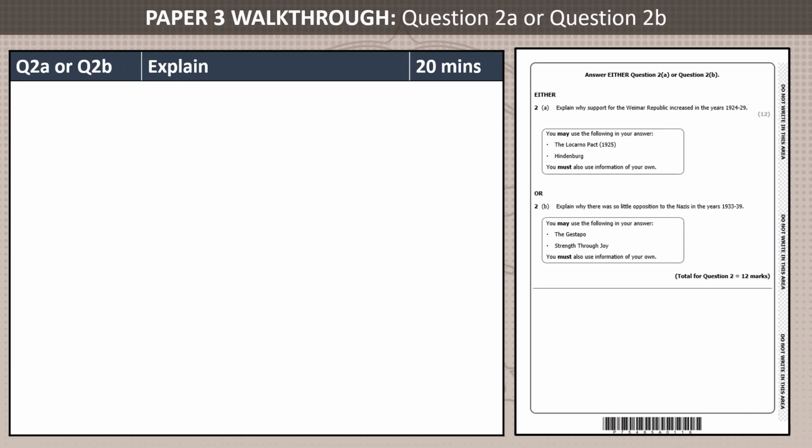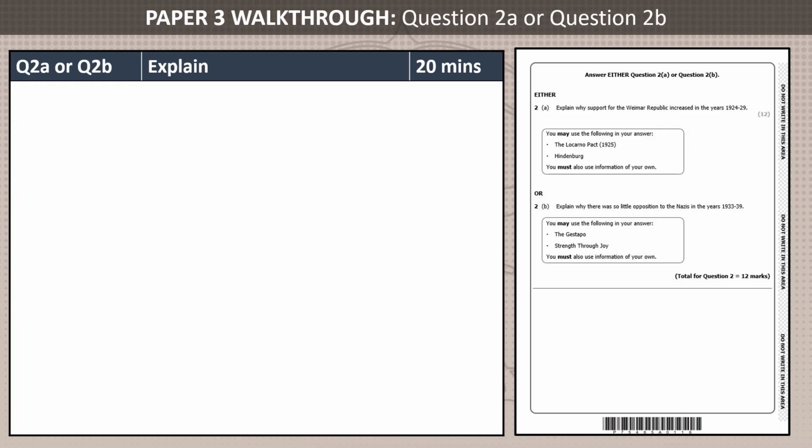Next, we have an explain question. The technique here is exactly the same as the explain questions on paper 1 and 2. But the only difference is that here on paper 3, we're offered a choice of 2 different questions. We just pick the one that we want to answer.